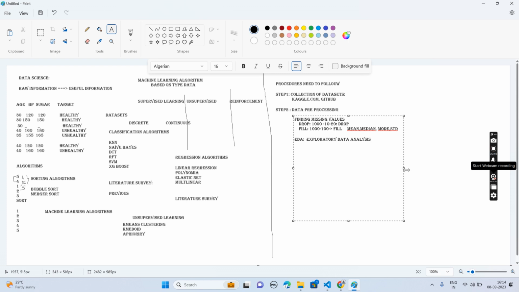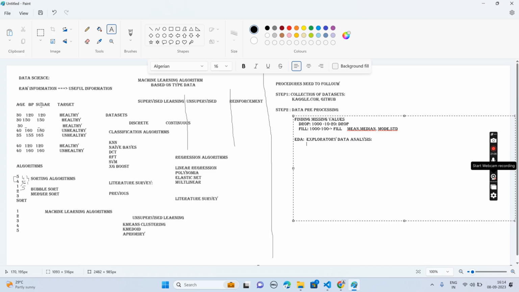What is the exploratory data analysis here? Exploratory data analysis means analysis of each and every column. For example, you see here, I want to predict whether the person is healthy or unhealthy. So to predict that, are all three columns required: age, BP, sugar?